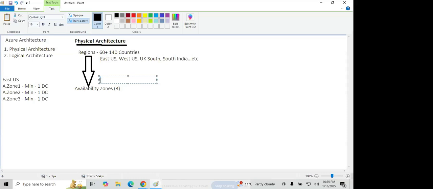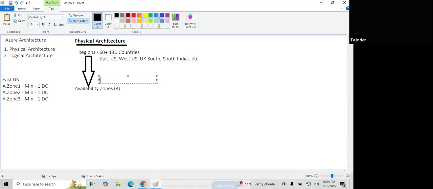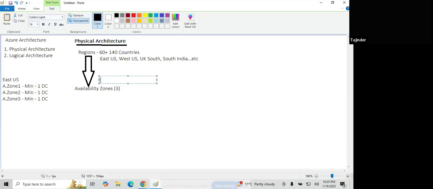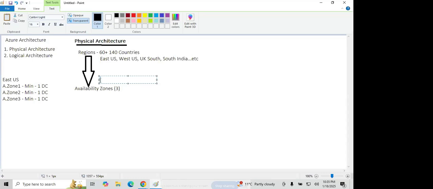See, there are two types of regions now. You can bifurcate the regions into two categories. Category number one: region without availability zone. Any region which is without availability zone means Microsoft has deployed data centers in one physical location. So there is a physical location and Microsoft has deployed two, three, four, whatever number of data centers, all at one physical location.